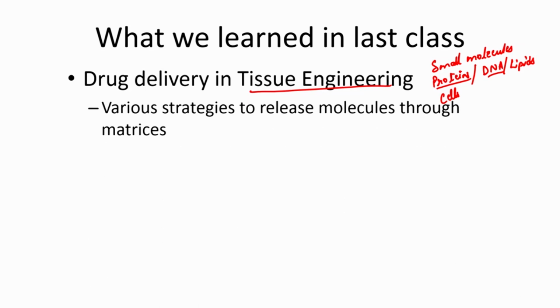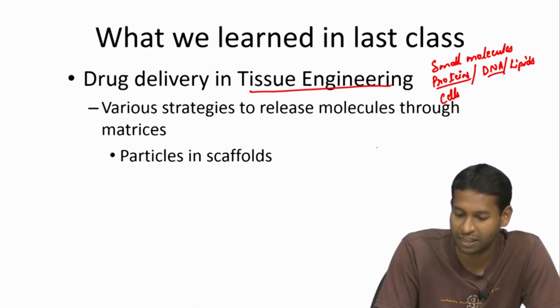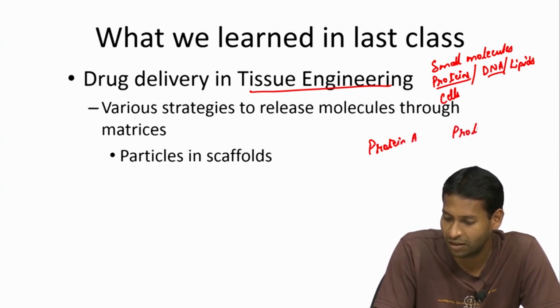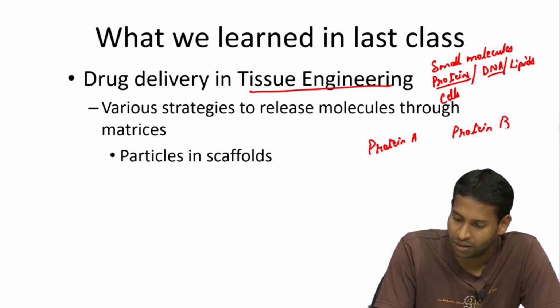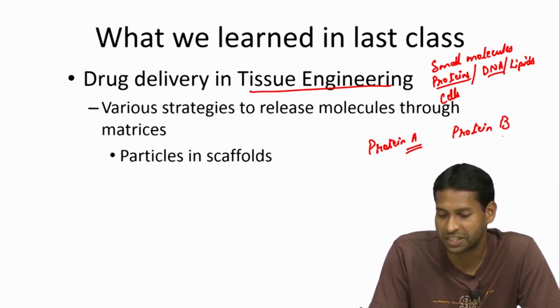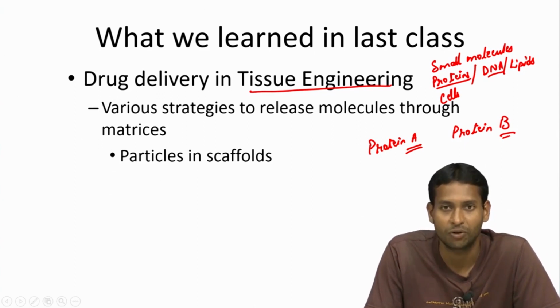And again, in this we talked about various strategies to release small molecules or large molecules through matrices. And one thing we talked about is particles and scaffolds. So, let us say I want to deliver two proteins, protein A and protein B, but I want to make sure that there is a certain kinetics of protein A which is different from protein B. How do I do that?